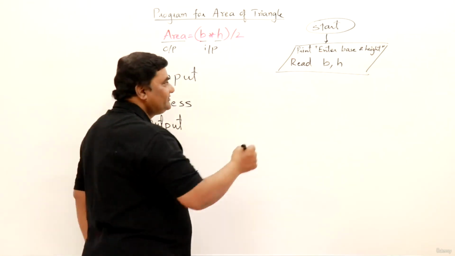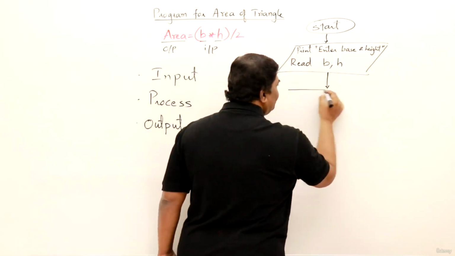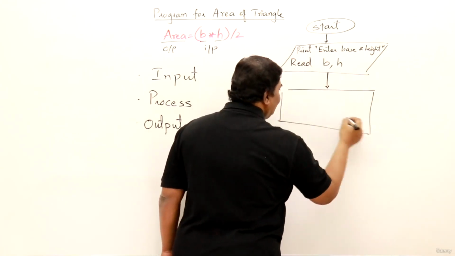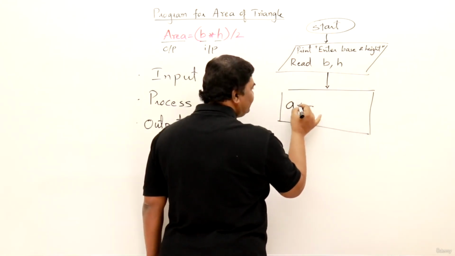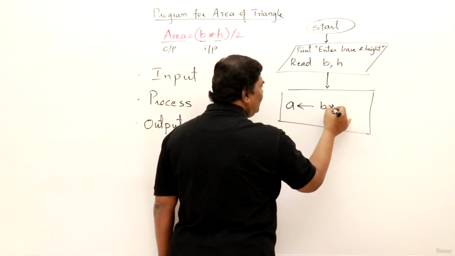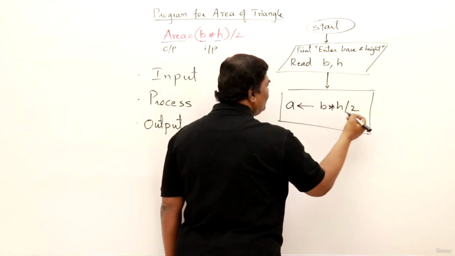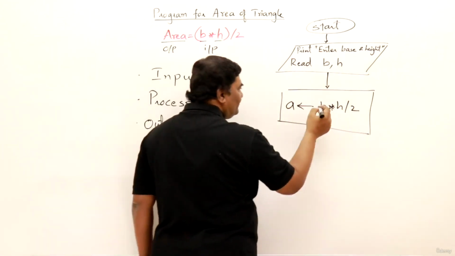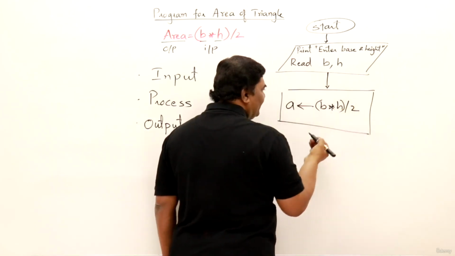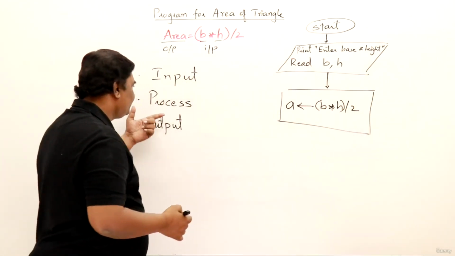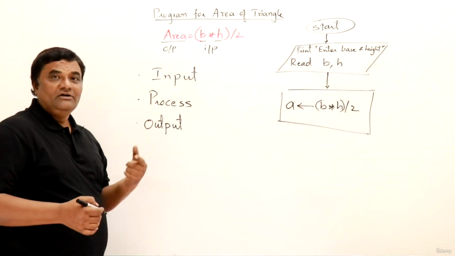Now next, process. So what is the process? Formula. What is the formula? Area, I will call it A, is assigned base into height by 2. This is the formula. I can even write them in brackets also. Now process is over. Now next is output.